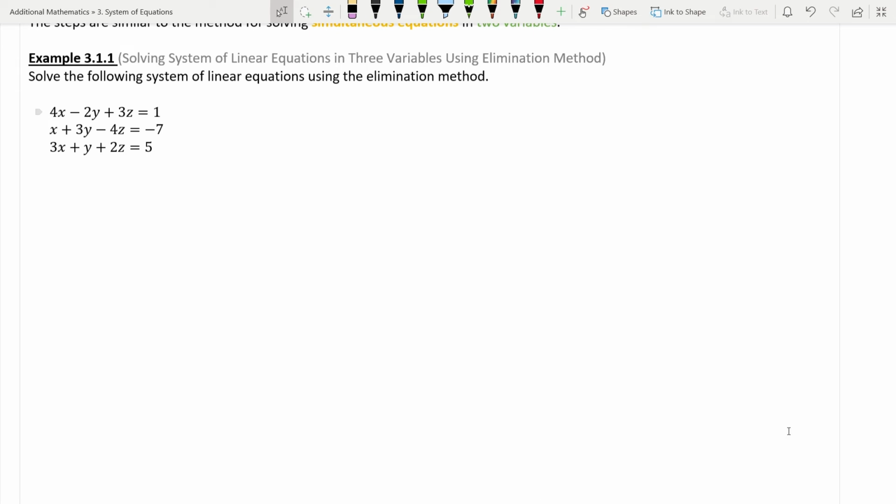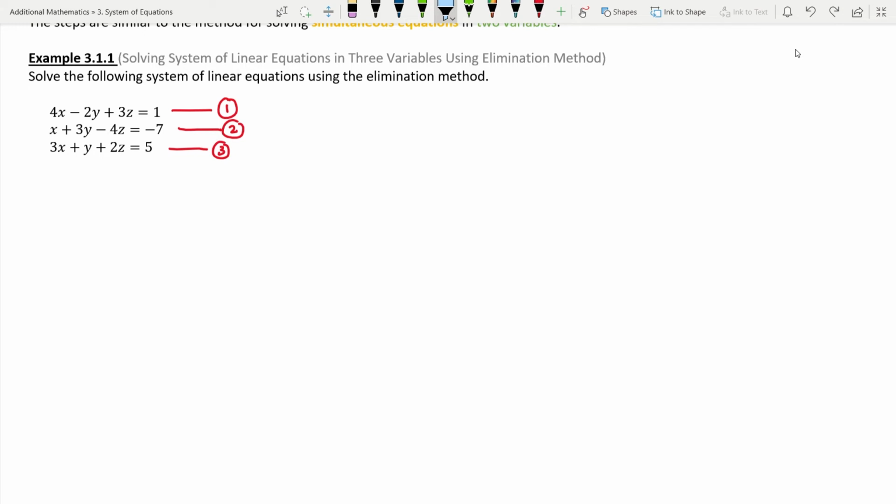Let's look at example 3.1.1. Solve the following system of linear equations using the elimination method. We are given 3 equations. The first one, 4x minus 2y plus 3z is equal to 1. We let it be equation 1. The second one, x plus 3y minus 4z is equal to negative 7. We let it be equation 2. And the third one, 3x plus y plus 2z is equal to 5. We let it be equation 3.